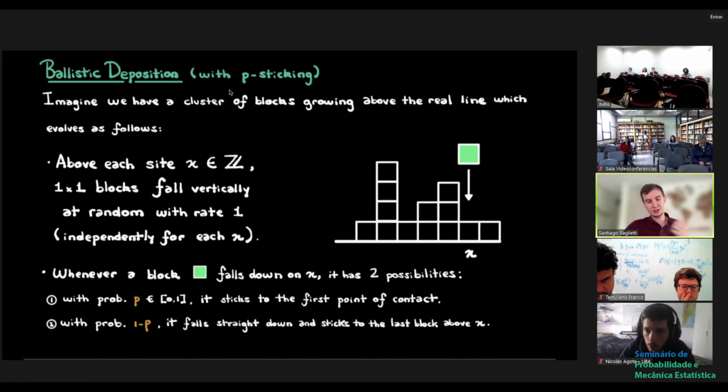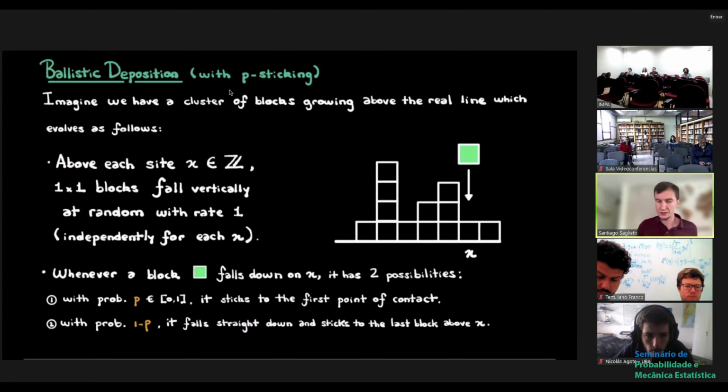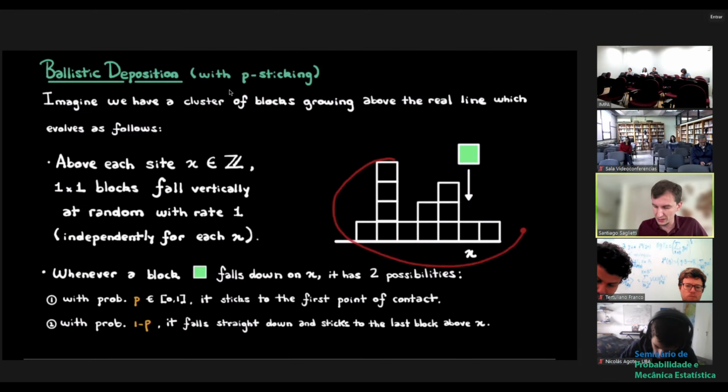The standard ballistic deposition model, and I'm going to be looking at the model with a sticking parameter P, I'll explain what that is in a second, is a model for surface growth, for the growth of a surface or the evolution of an interface, which separates two different phases of a system, and can be modeled by a growing surface. In this model, our surface is going to be modeled by a cluster of blocks like the one you see here. This is going to be my surface.